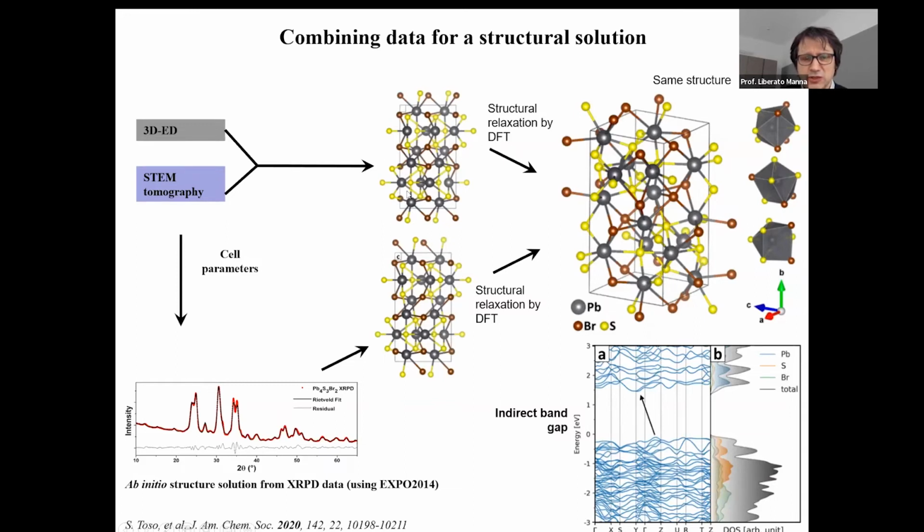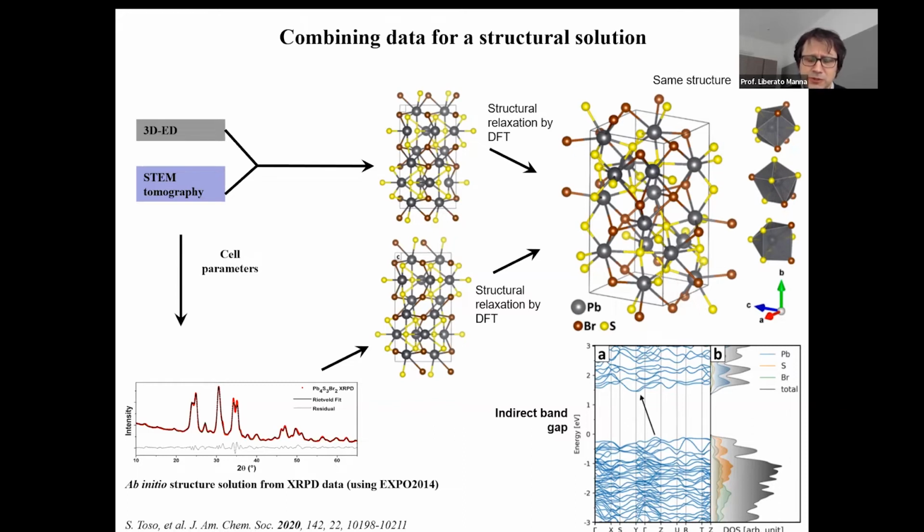Now, by combining 3D electron diffraction and STEM tomography, we could get a very good guess of what the structure of this material is, what the atomic positions in the cell are. What we did also was to take the cell parameters from these two techniques and feed them into a standard program for ab initio structural solution, starting from X-ray powder diffraction data. Also, in this case, the ab initio solution that we got was very similar to the one by 3D electron diffraction. And when we relaxed both structures by DFT, they basically converge to the same structure, telling us that we were indeed in a very good direction.